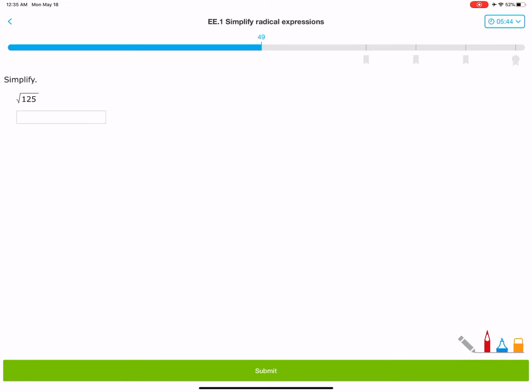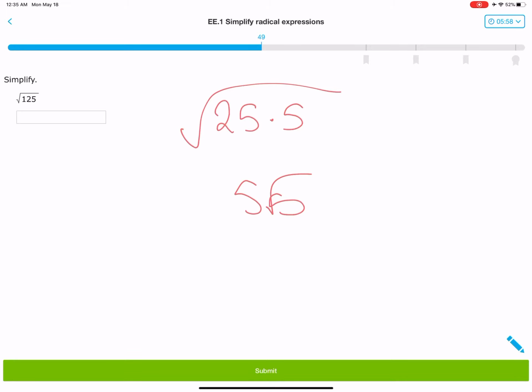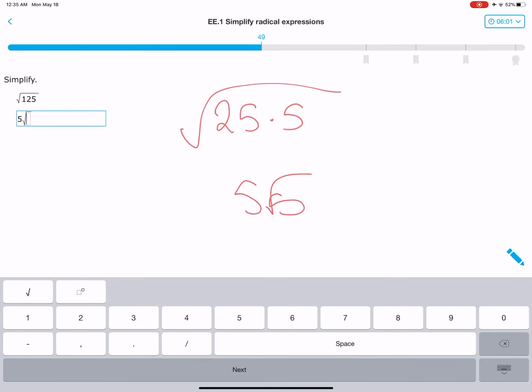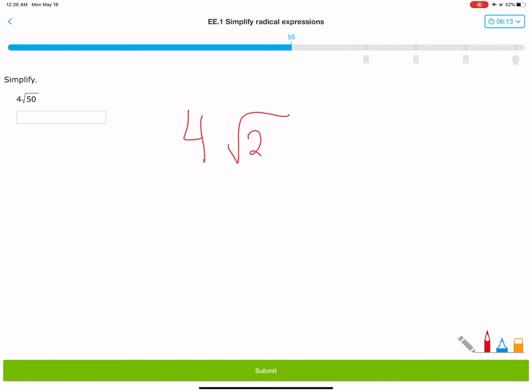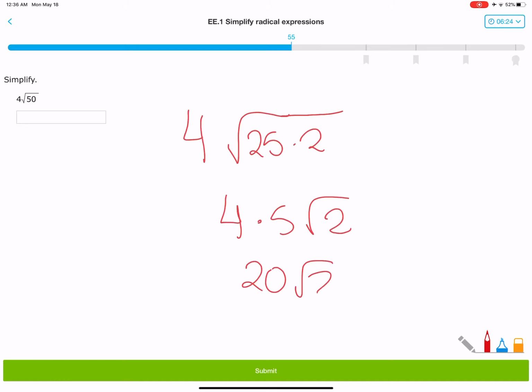Square root of 125. 25 times 5. Okay, square root of 25 is 5. 5 square root of 5. Next, 4 square root of 50. 4 square root of 25 times 2. Square root of 25 is 5, so 4 times 5 square root of 2, and that's 20 square root of 2.